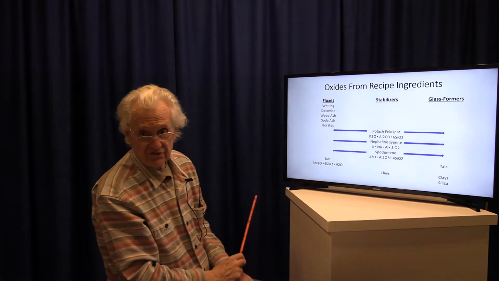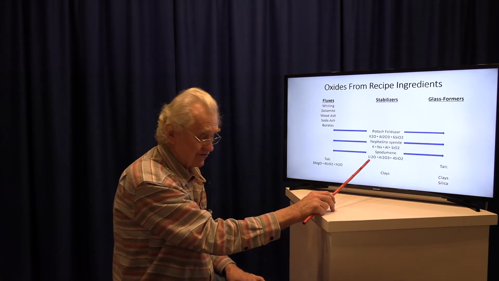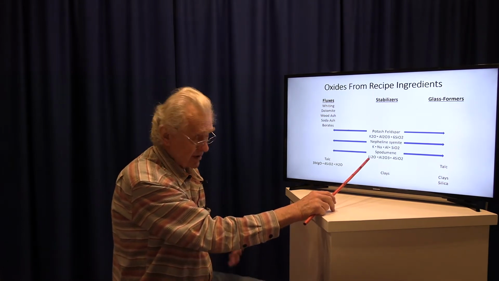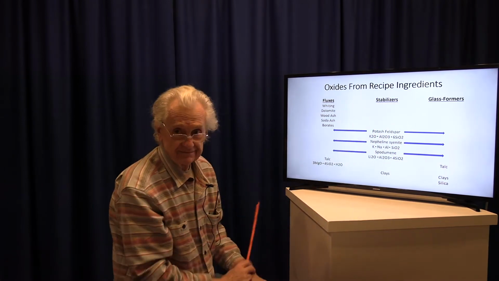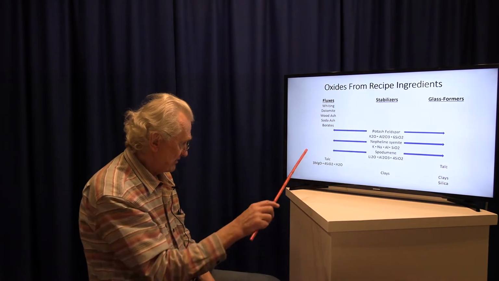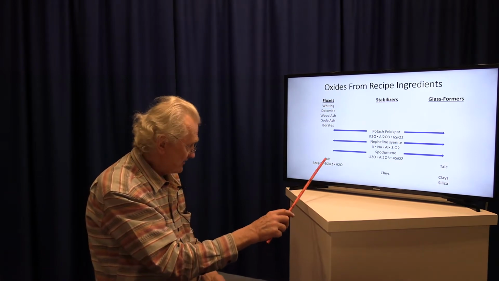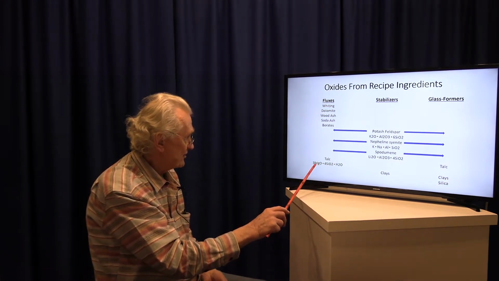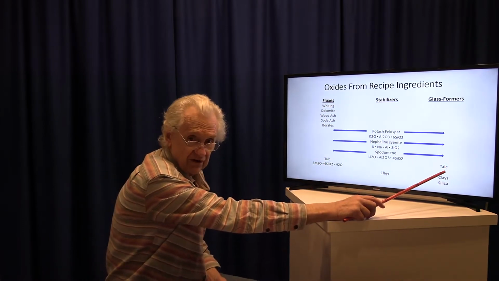This is true also for spodumene. The main reason why we use spodumene is because it's a good source of the flux lithium oxide, but it also contains some aluminum oxide and some silica. Okay? And then just 2 more examples. Talc, for instance, is magnesium silicate. And so in this case, it gives us the magnesium oxide, which is a flux, but it also gives us some silica, which is why it's included over here.